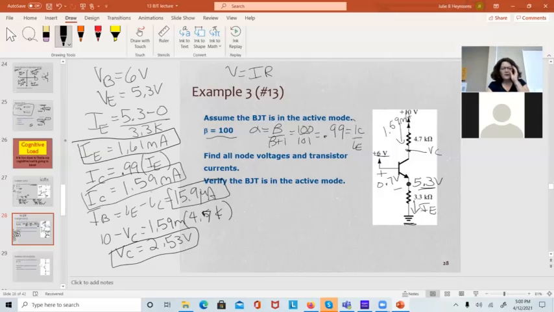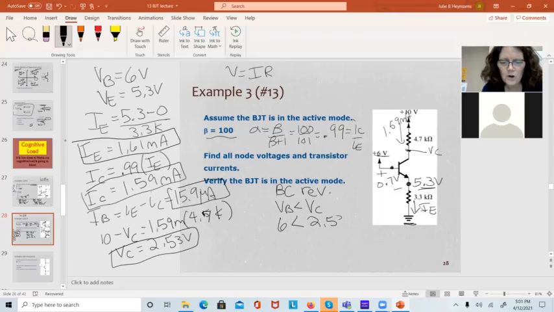We just want to verify it's in active mode. So I need the base emitter forward biased, we assume that. I need the base collector reverse biased, which means VB has to be less than VC. And is VB less than VC? VB is 6 volts, it's given. Is that less than 2.53? No, it's not in active mode. We're going to have to do something to fix that.